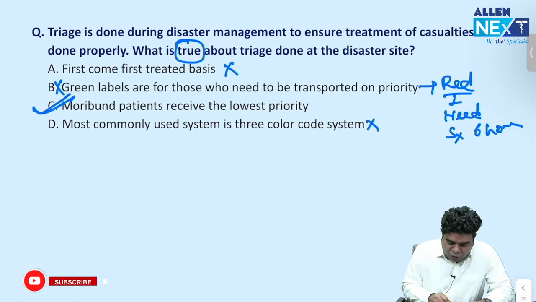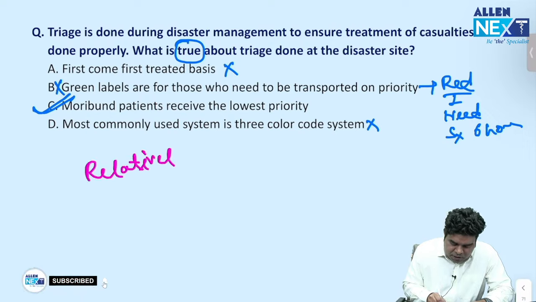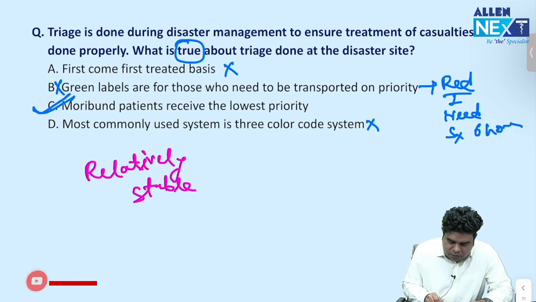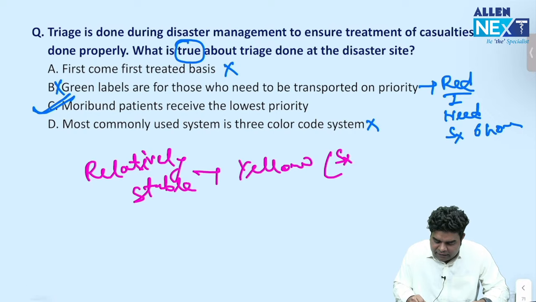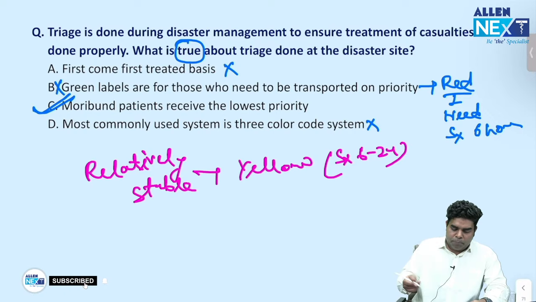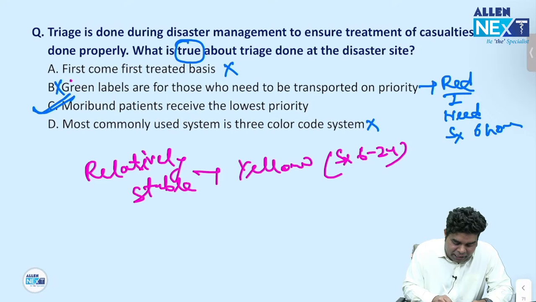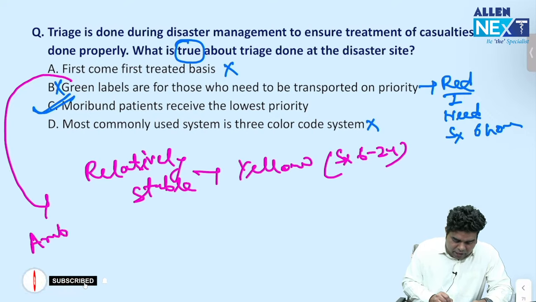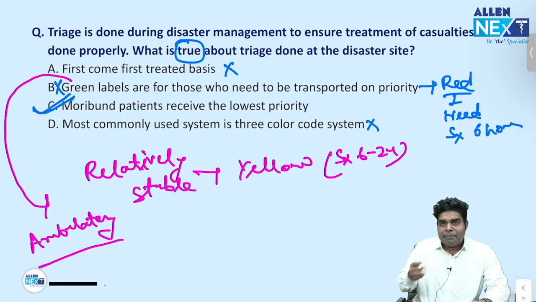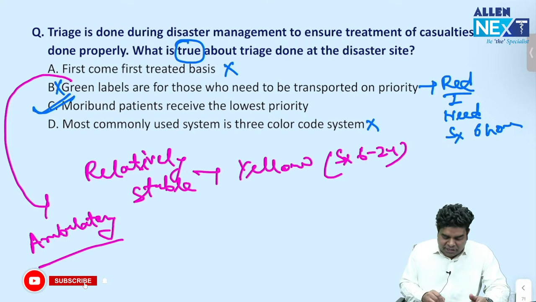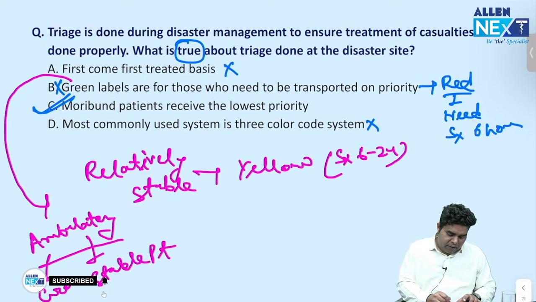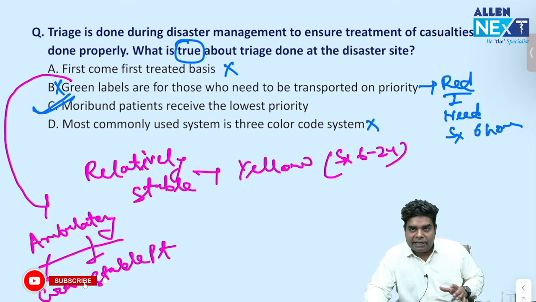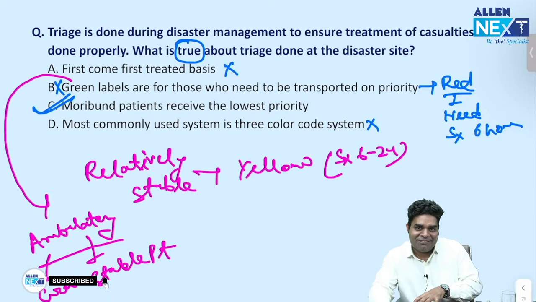They asked a confusing question from here. Relatively stable patient. Relatively stable are those who are yellow category, because they are more stable as compared to red. They need surgery in 6 to 24 hours. And I hope you all know, green are the ones who are ambulatory. They cannot run like an ambulance, but they can be shifted from one place to another on wheelchair and all. Ambulatory are not relatively stable. They are stable patients. And dead are black. So this is green. Do revise it. They ask questions from it again and again. Don't get confused here or you will not forgive yourself.